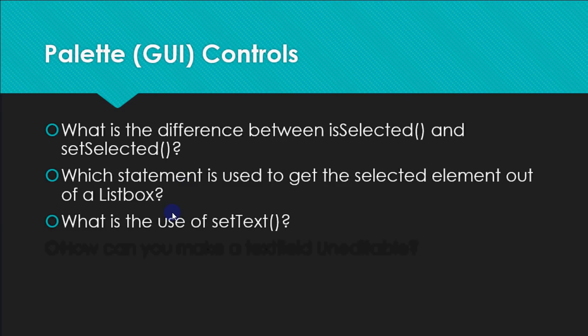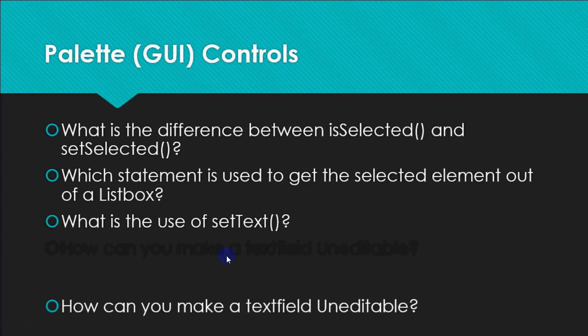Okay. Now next is, what is the use of set text? Now you very well know what is the use of set text. It is used to show something into the text field or a text area, or on the text of any of the button, radio button, or anything. So basically we use it with text fields to show the text inside the text field. That's set text.